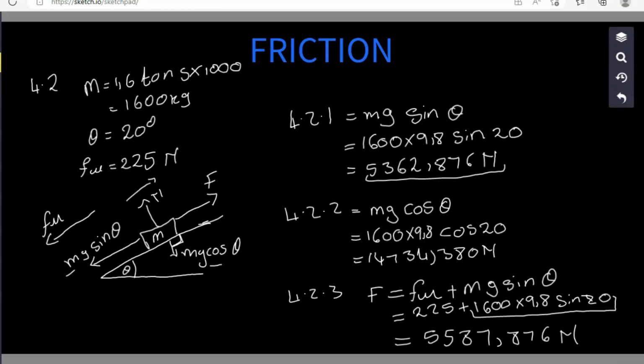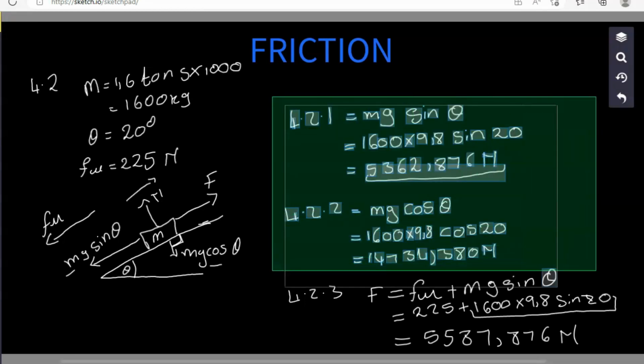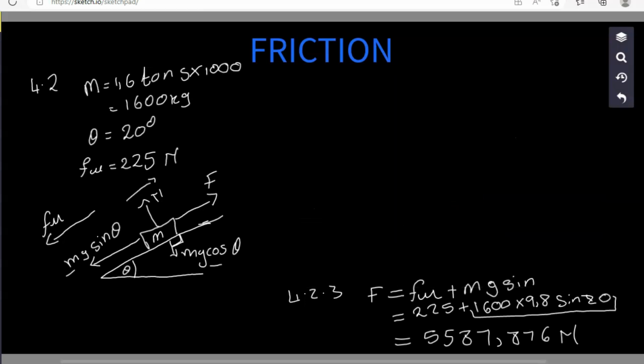And then we go to the last question. They say calculate the power if the block moves at a constant speed of 10 meters per second. So we are going to get rid of this. It's 4.2.4. We're using the formula for power as force times V. We have the force, we are given the velocity as 10 meters per second.